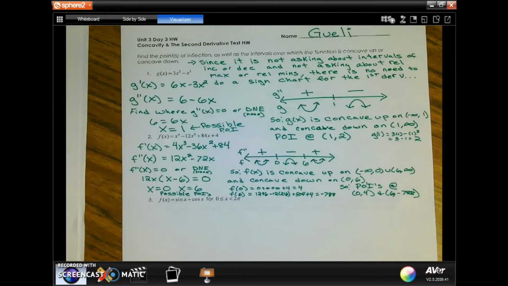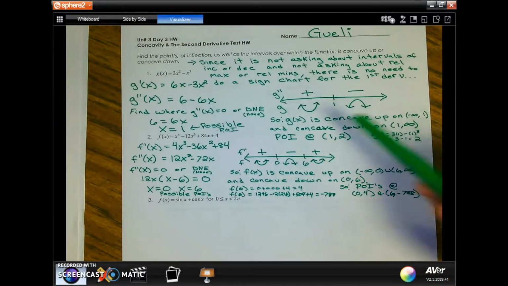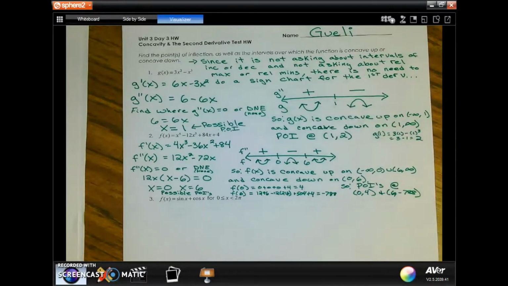Okay, this is the homework for Unit 3, Day 3. It is on concavity and the second derivative test. So the goal of the second derivative test is we're going to again do a sign chart, but really it's going to tell us if the original function is concave up or concave down. So here's an example of concave up, here's an example of concave down, and that also tells us if there is a maximum or a minimum at that possible point of inflection, okay?